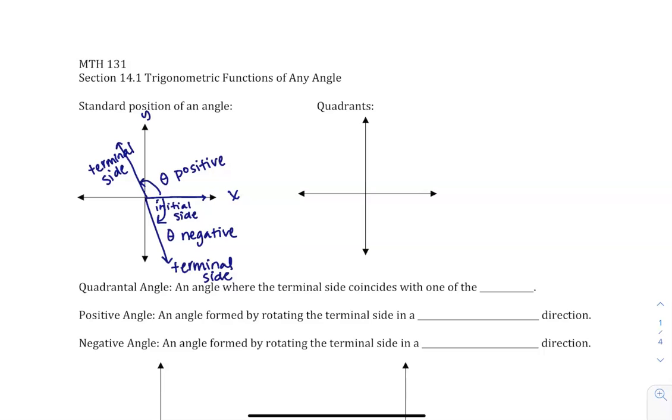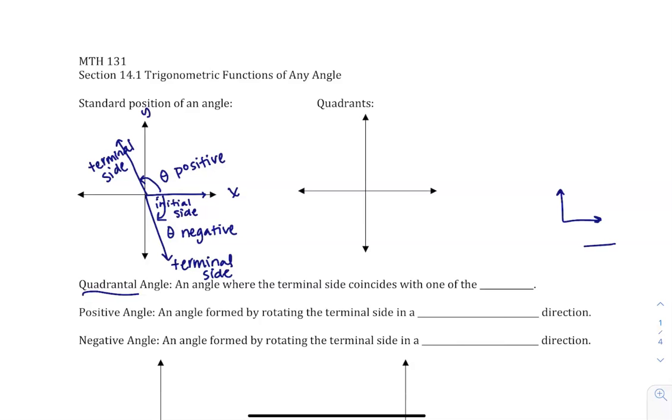Now, sometimes you'll have an angle that will end up on one of the axes, and those would be quadrantal angles. So this would be an angle like a 90-degree angle, or a 180-degree angle, or a 270-degree angle like that. So now that we're dealing with basically a whole circle's worth of values, we're going to be able to have angles from 0 to 360. And so that's very different from what we dealt with in the previous chapter. But let's finish some of these definitions and then we'll look at these quadrants.